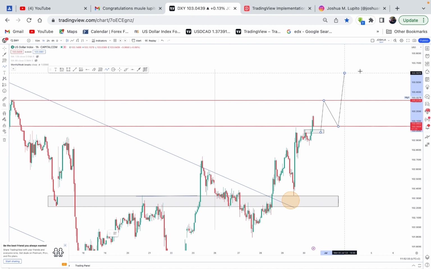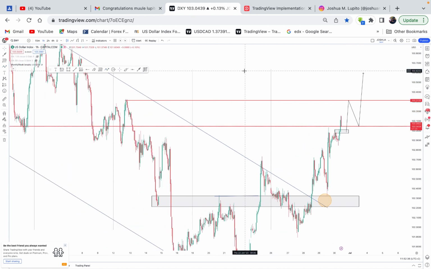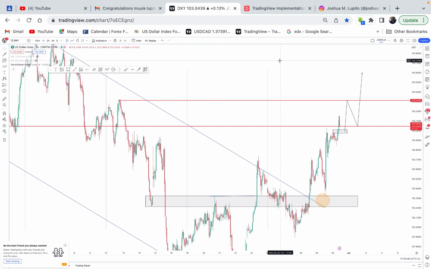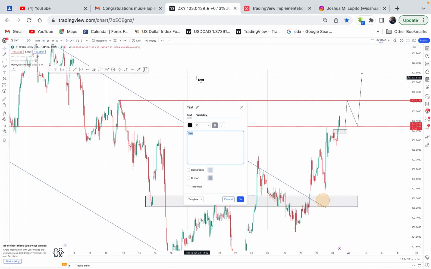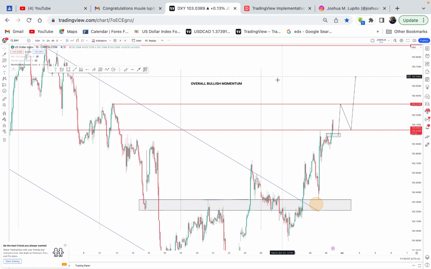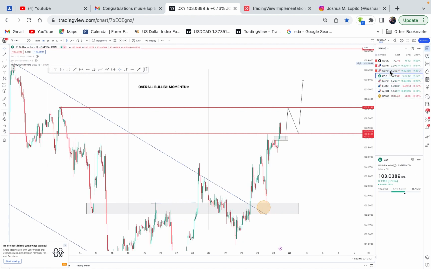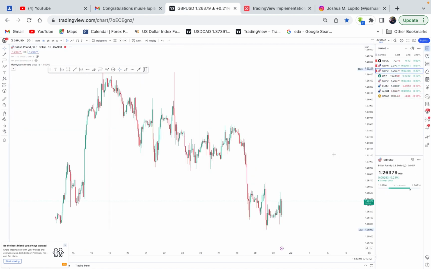Still anticipating more buying opportunities. DXY. So DXY is in an overall bullish. So what's the comment here? The comment will be we have an overall bullish momentum. So let's continue going.